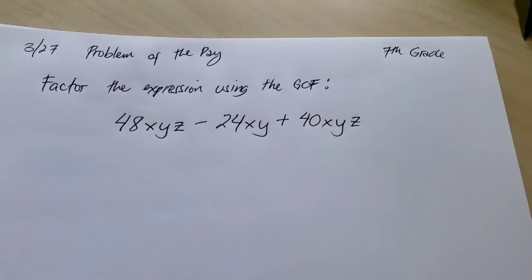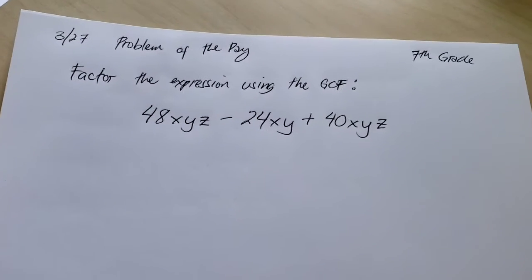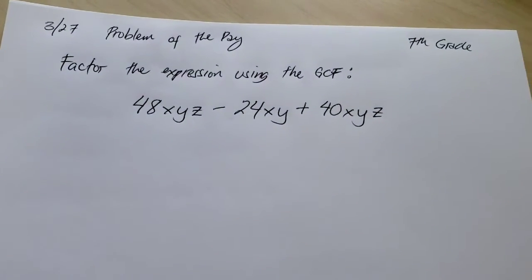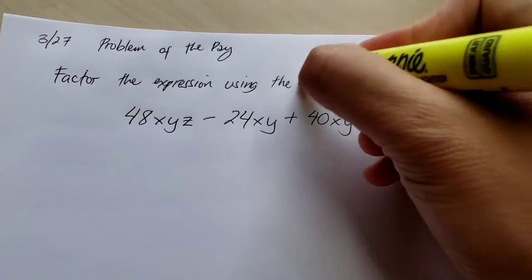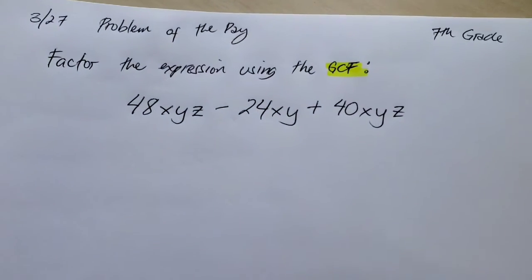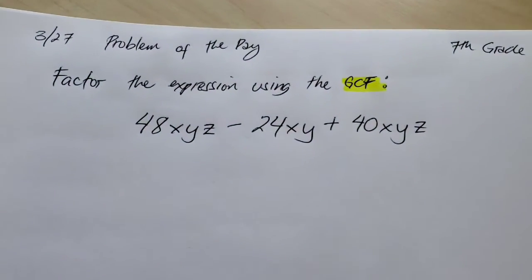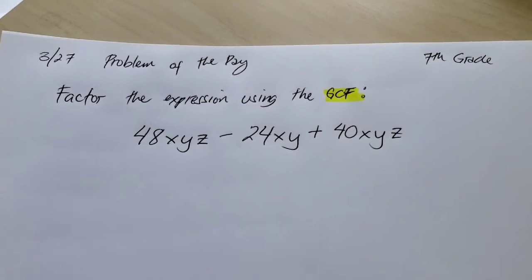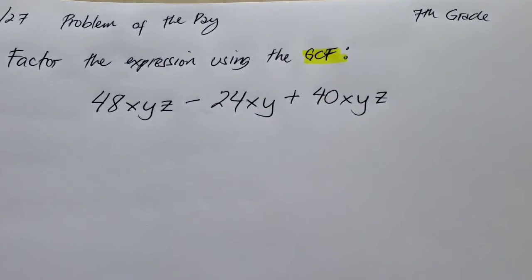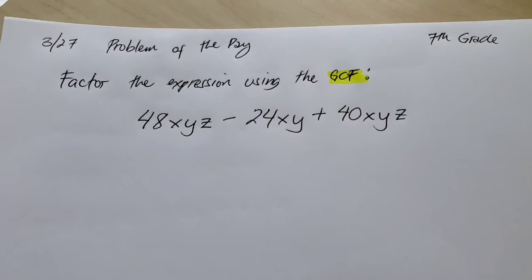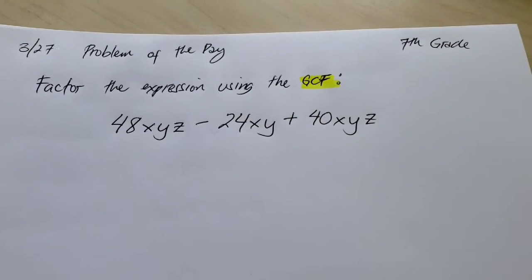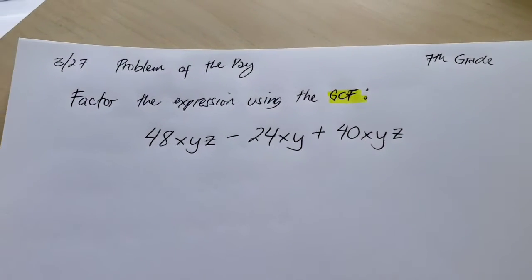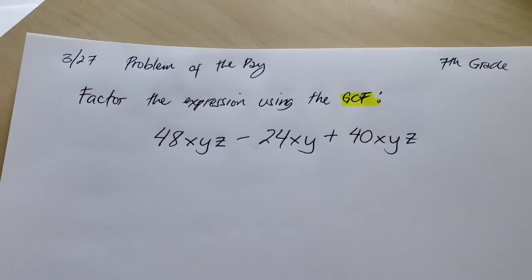Hello, students. So the problem of the day states that we need to factor the expression using the GCF. So when you say GCF, it's the greatest common factor, the same factor in each of the terms. So before we do anything else, with this expression, is there something that we need to do first? Absolutely right, you are to do combining like terms.